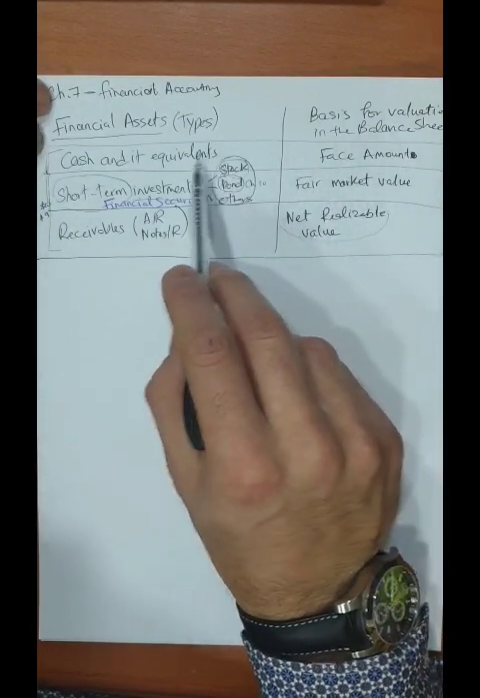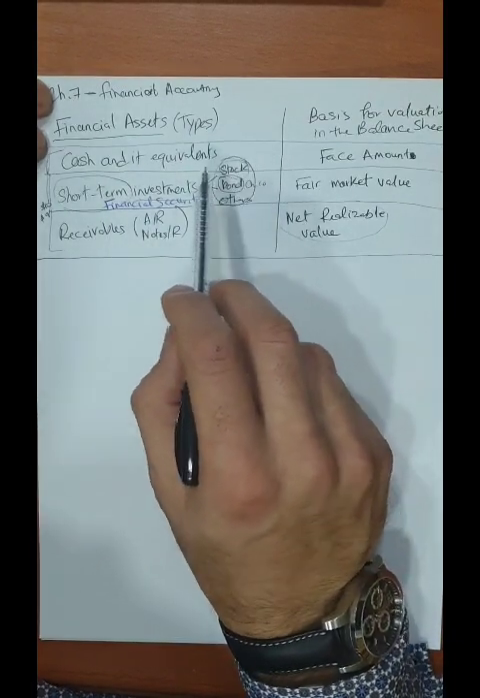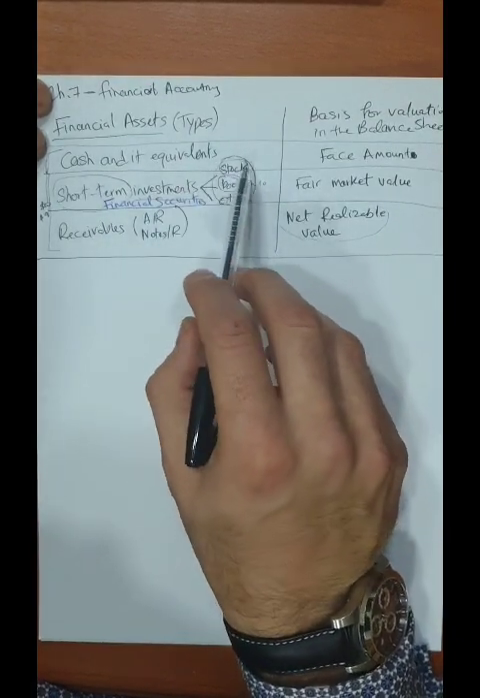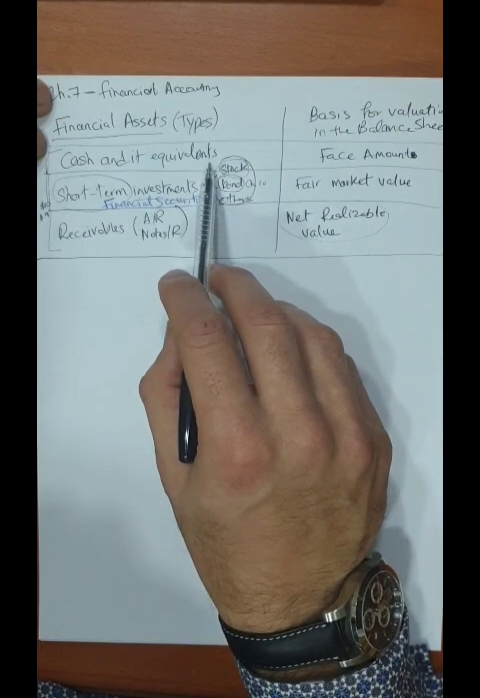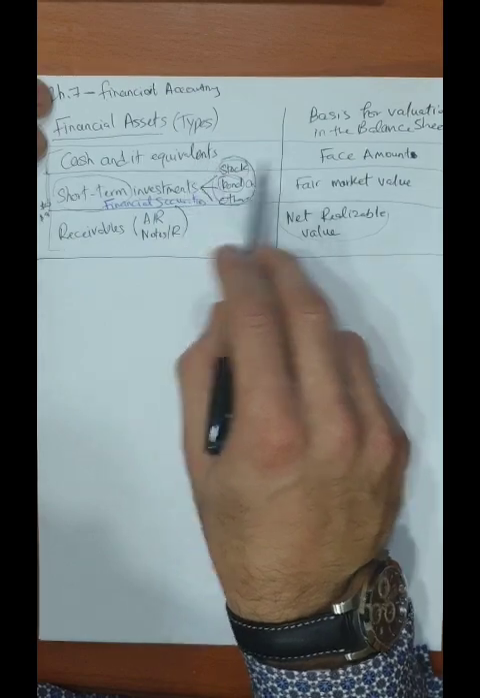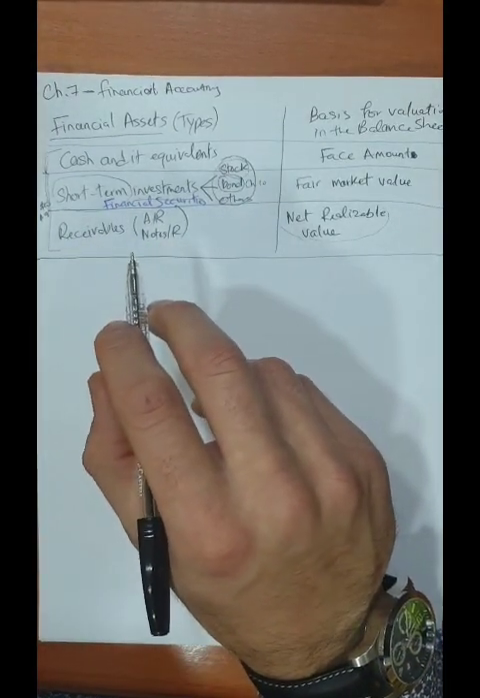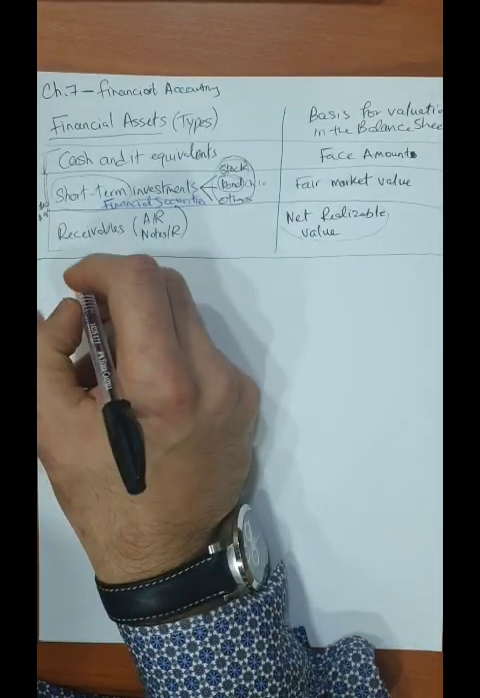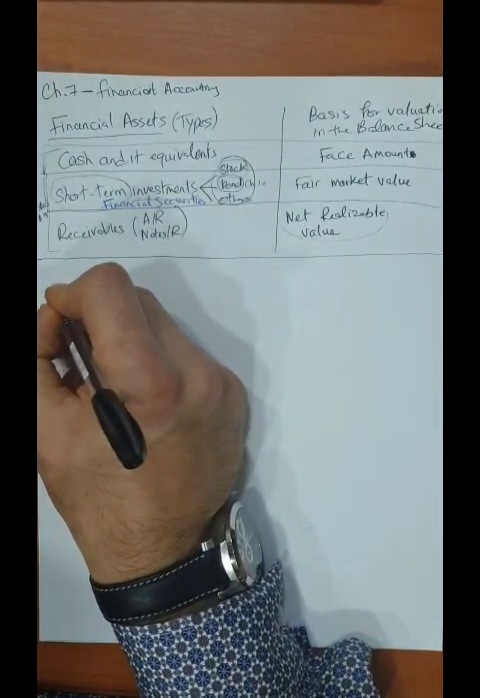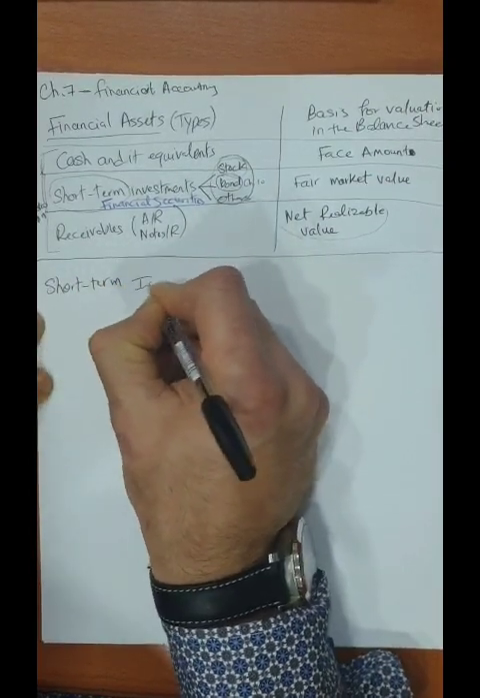Previously, we used to discuss how to reconcile our records with the bank or simply prepare a bank reconciliation report. But in this term, we decided to exclude this part. So short-term investments. Basically, let's start with an example.